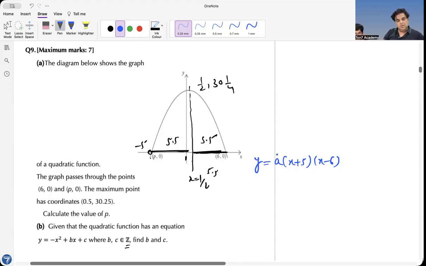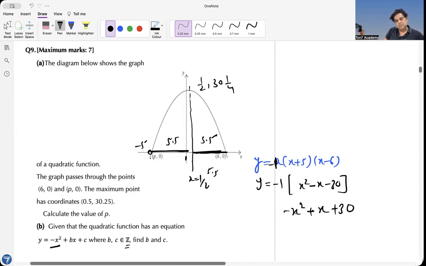Now what do you want? A and B, B and C. First A, they are saying A is minus 1, no? See, the coefficient of x square is what? Minus 1. So y is equal to minus 1. If you open it up, you'll get x square minus x minus 30. So minus x square plus x plus 30 is y. So B is 1, C is 30.